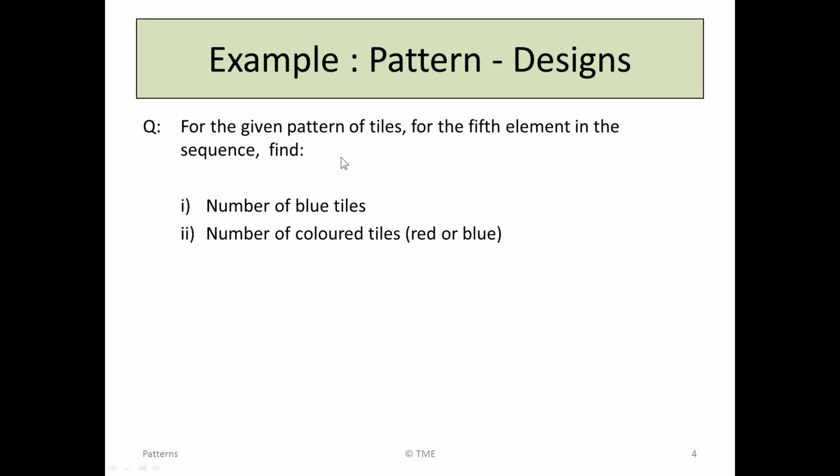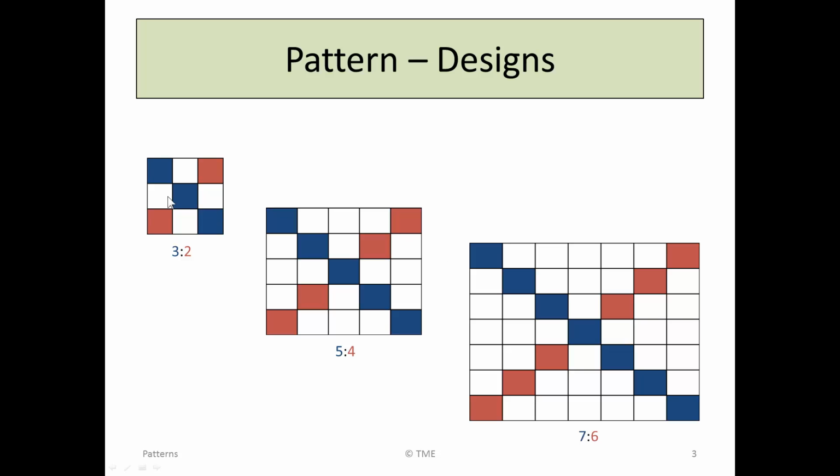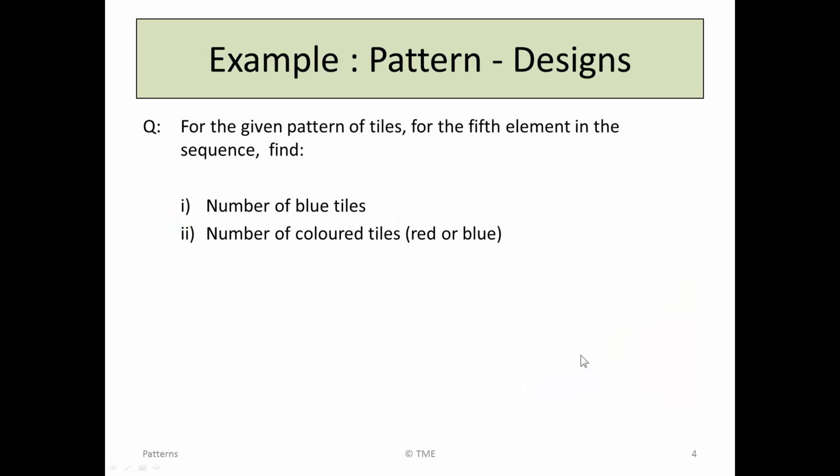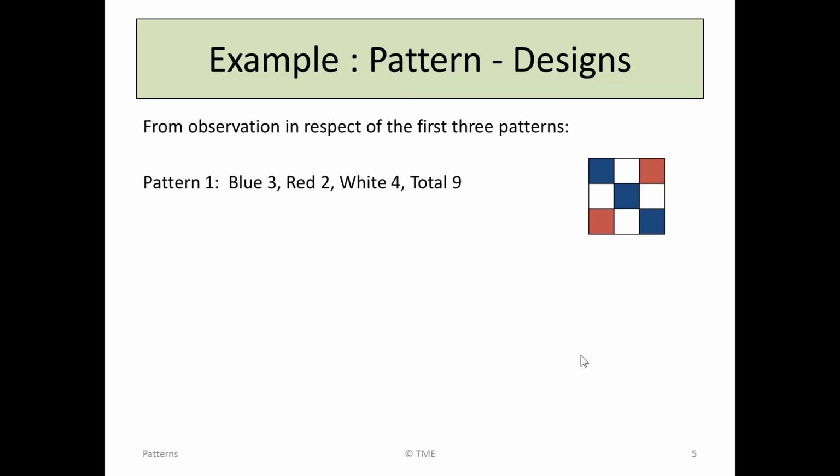For the given pattern of tiles, and for the fifth element in the sequence, find the number of blue tiles, and also find the number of coloured tiles, red or blue. So we're saying that this is the first term, the second and the third. If we were to move 2 more, how many blue tiles and blue or red tiles would we need?